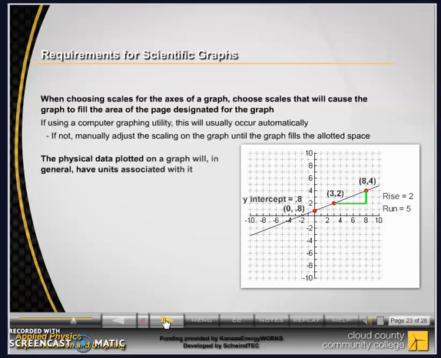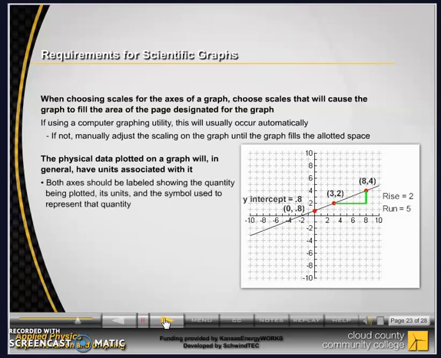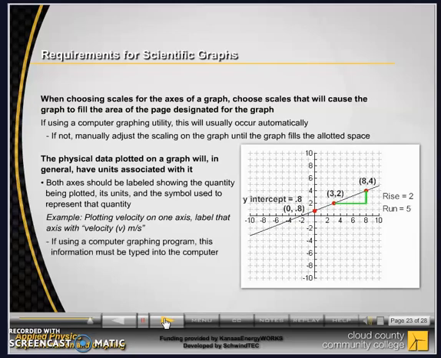The physical data plotted on a graph will, in general, have units associated with it. Both axes should be labeled showing the quantity being plotted, its units, and the symbol used to represent that quantity. For example, if you were plotting velocity on one axis, you might label that axis with velocity v, m/s. If you are using a computer graphing program, this information must be typed into the computer.